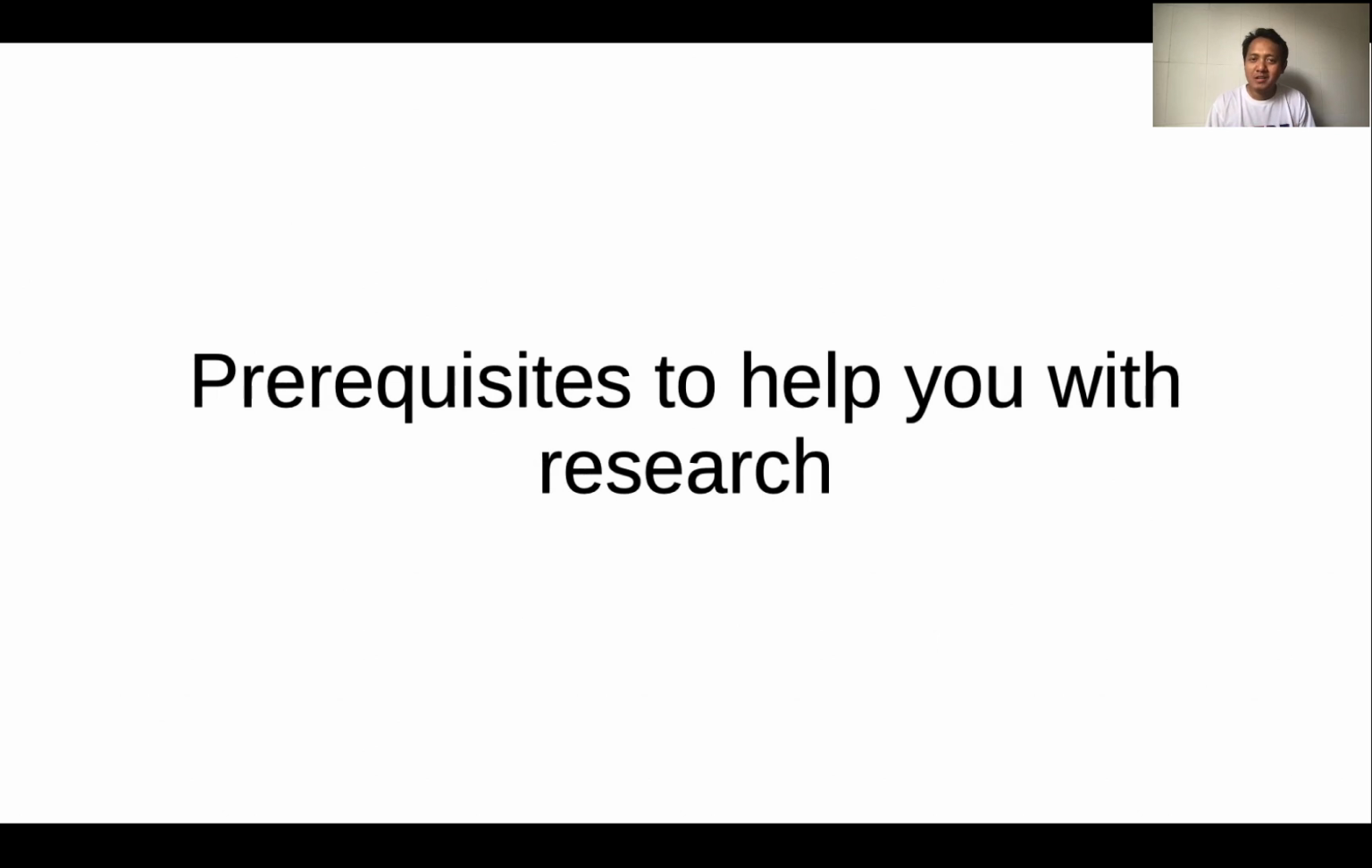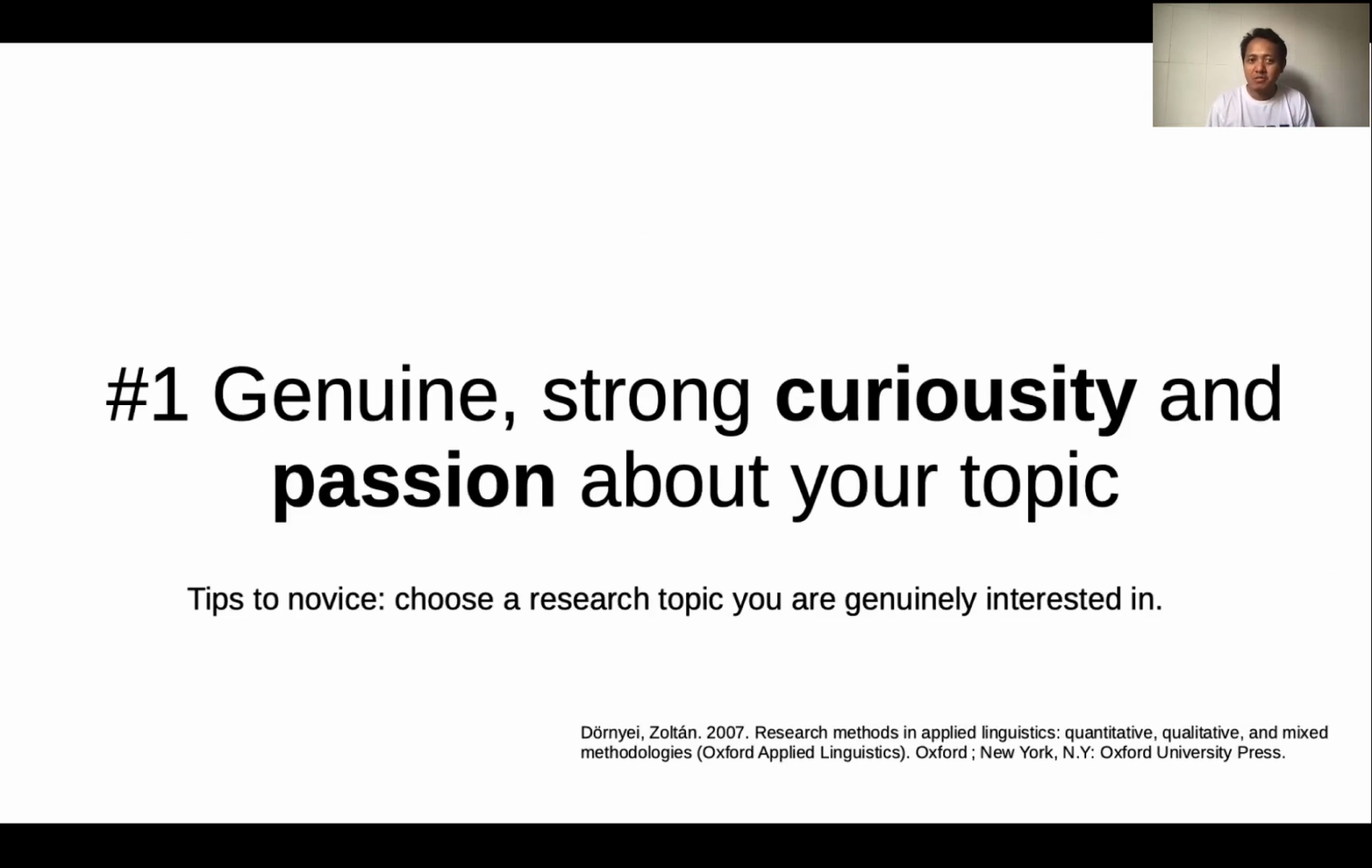So, what are the characteristics that can help you to be a good researcher, or at least to do good research? The first one is that you need to have genuine and strong curiosity and passion about your topic. So the tip, really, number one: you need to choose a research topic that you are genuinely interested in, not really the topic that most of your friends do. Okay, don't be afraid in research to be different, to be out of the mainstream. Because if you think that this is not what most people do, but you find it very interesting, you have found your own research topic.